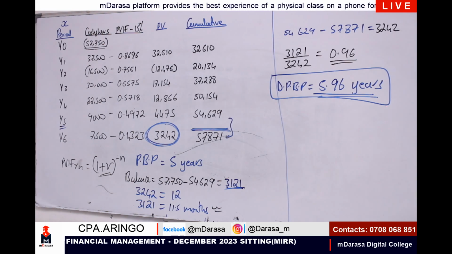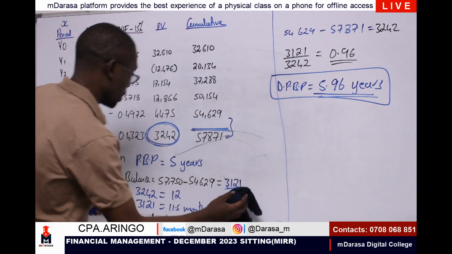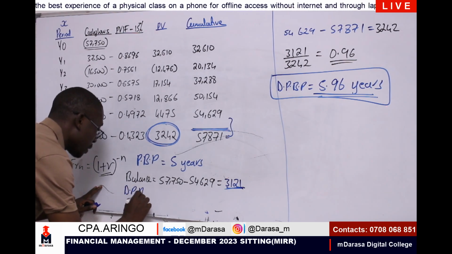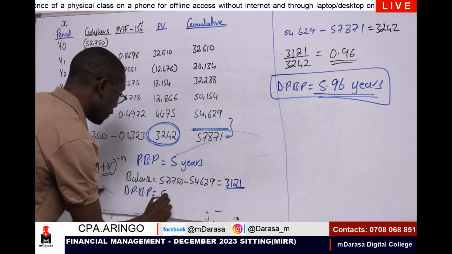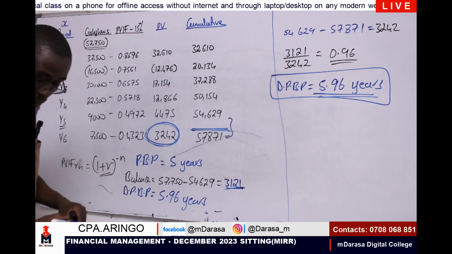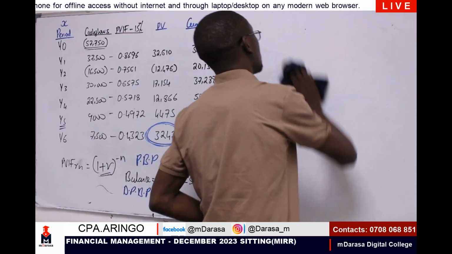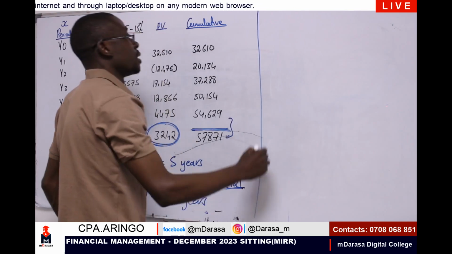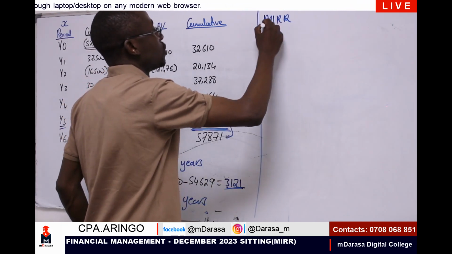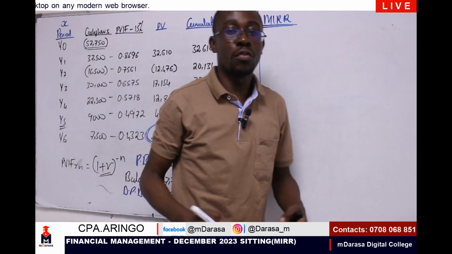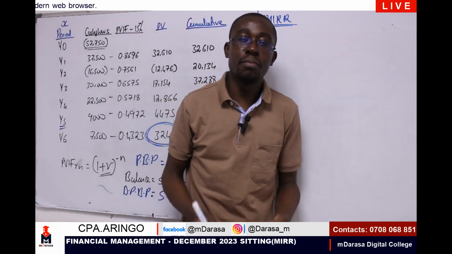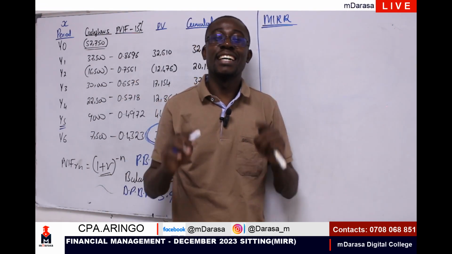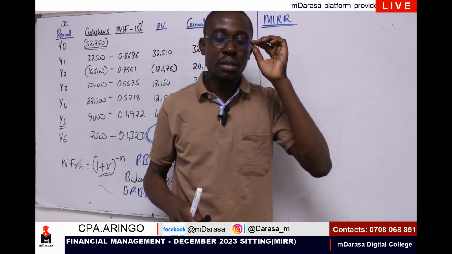So anytime we are talking of, let me have this one here, down here. This one here we've agreed that the discounted payback period is 5.96 years, right? That's what you've taken. So working out the modified internal rate of return, you'll find that this is literally an extension of IRR, right? IRR is simply that rate that will equate our NPV to be 0. That is IRR, the rate that will equate our NPV to be 0.